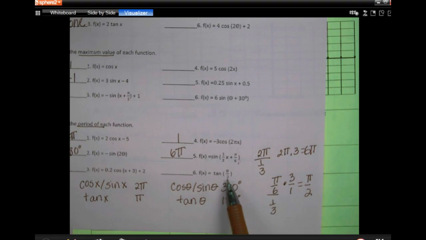Okay, somebody asked me on number 6. So what is the number in front of theta? So it's like 1/2. Right. So it's theta, which is 180 divided by 1/2, which becomes 360.